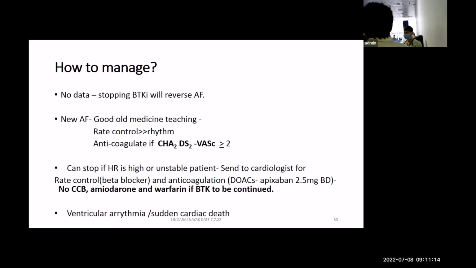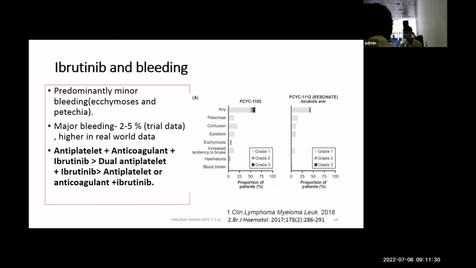So the matter is not that you stop ibrutinib with the patient. No, it is not going to revert. You have to think about the disease and how to go about it, right? There are case reports of ventricular arrhythmia and sudden cardiac death also. So definitely it is something which is concerning.